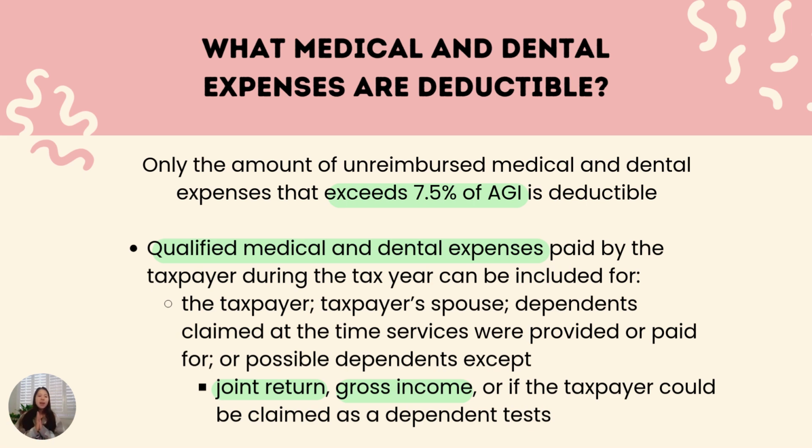Hold on. Say we're just going to use really small numbers just for simplicity's sake. But say your AGI is $100 and your medical expenses are $8. Since that exceeds 7.5%, 7.5% of the $100 is $7.50. Now the amount that the $8 exceeds is only 0.5% or 0.5 or 50 cents. That 50 cents is the only amount that will be able to be deductible for medical and dental expenses.